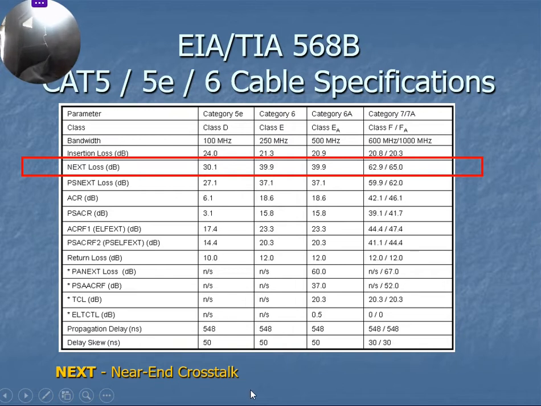Is that okay? So you can see this near end crosstalk loss is increasing: from category 5E at 30.1, then 39 in category 6, 39.9 in category 7. And as you go to category 7A, it gets to 62.9. So you see it increases. We're going to discuss that effect later on.